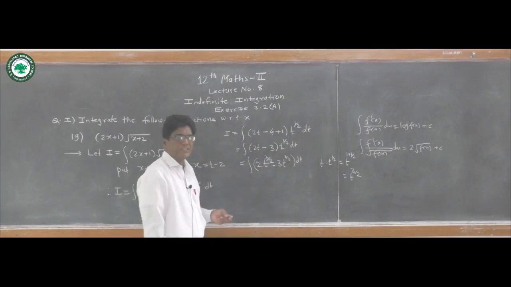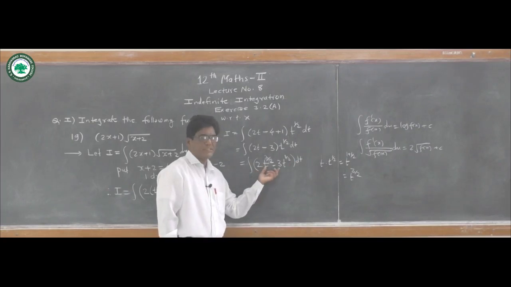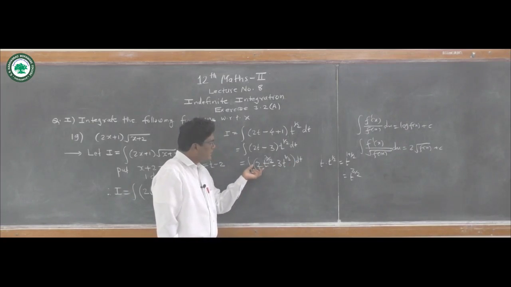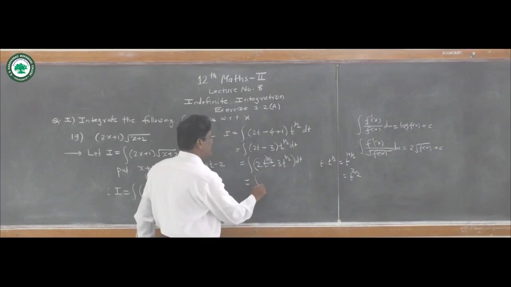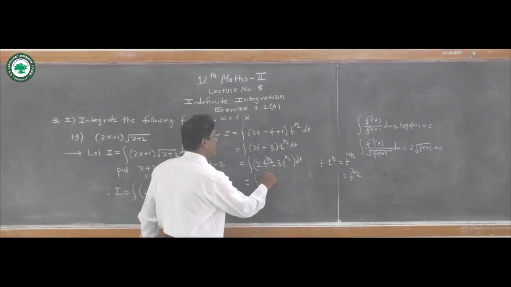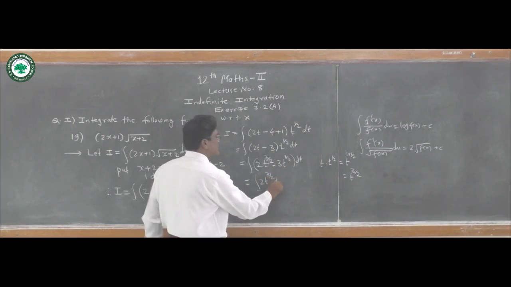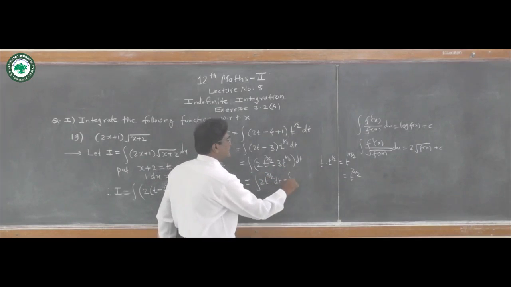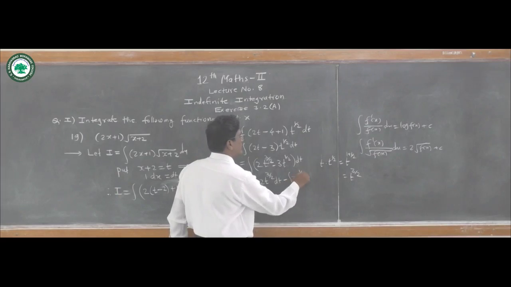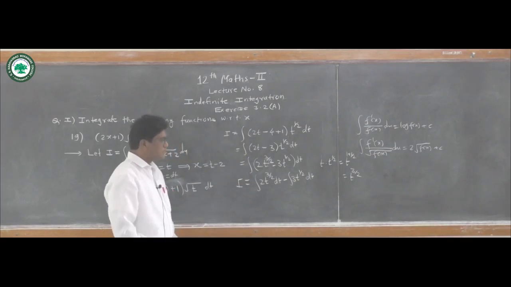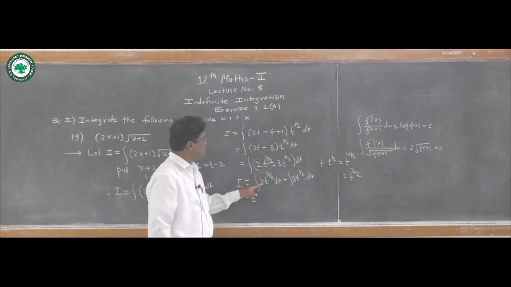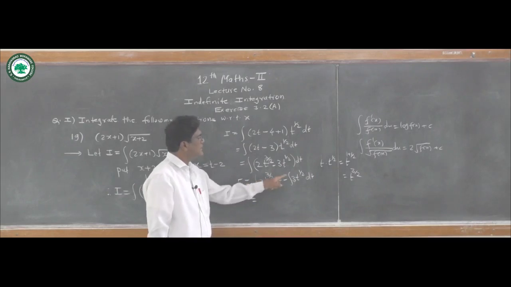Now we separate the integration. There are two terms, so we separate the integration into this term and this term. So we get the integration of 2 into t to the power 3 by 2 dt minus the integration of 3 t to the power 1 half dt. Left side is I. Now the constants 2 and 3 are constants, so take the constant outside the integral, and this 3 also outside the integral.